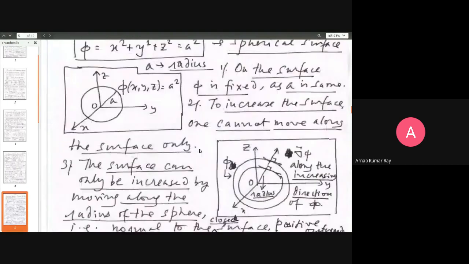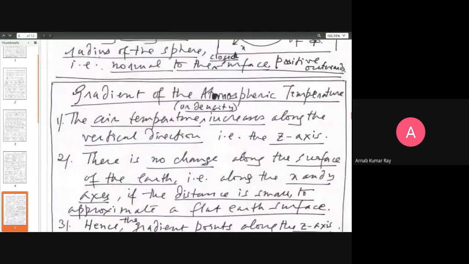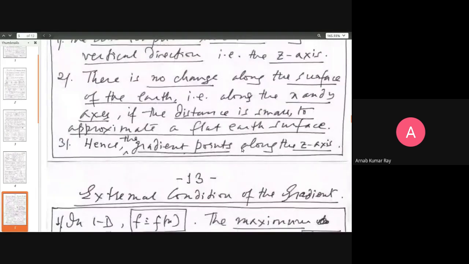So what is the axis along which the temperature is changing maximally? Z-axis. Here, what is the direction or axis, if you like, along which phi is changing maximally? Phi as in the surface of a sphere, along the radial direction. You can say the radius can serve as the axis also. Whatever. So that is the general idea of this discussion.